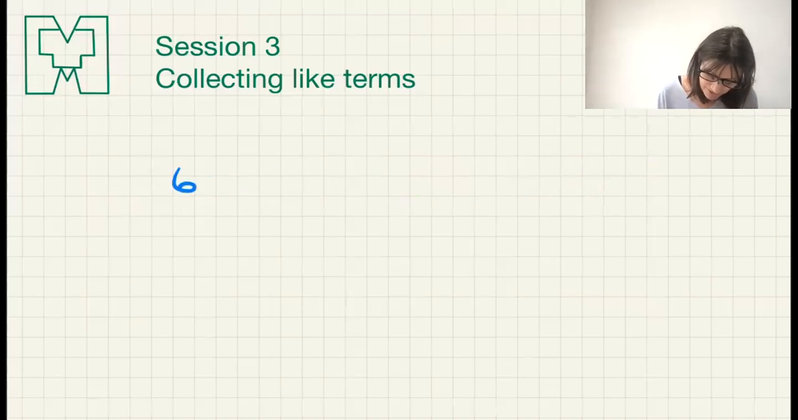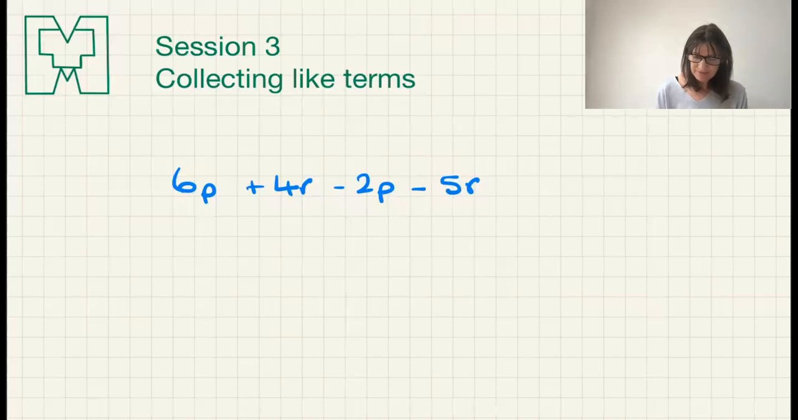So let's do 6p plus 4r minus 2p minus 5r. There you go. Press pause and hit play when you're ready.